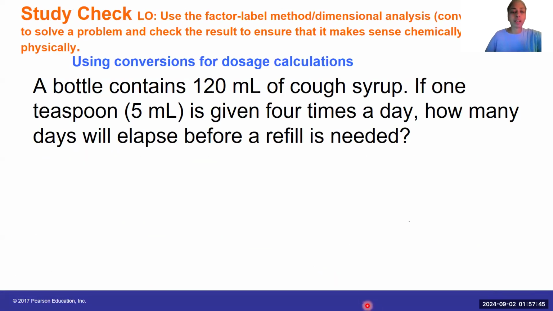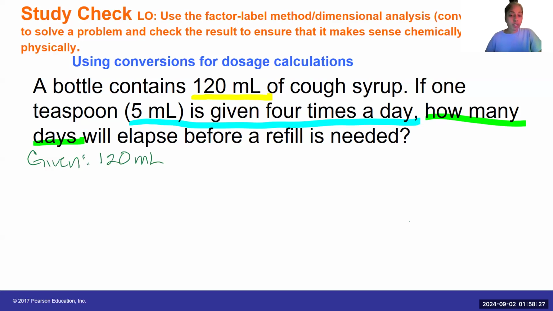Let's do another dosage calculation. A bottle contains 200 milliliters of cough syrup. If 1 teaspoon or 5 milliliters is given 4 times a day, how many days will elapse before a refill is needed? Let's think about this. What are we given? We're given 200 milliliters of cough syrup. And what's our conversion factor? We'll get there in a moment. How many days will elapse before the refill is needed? That's what we need. We're given a conversion of 5 milliliters 4 times a day. So let's write down all the information that we have.